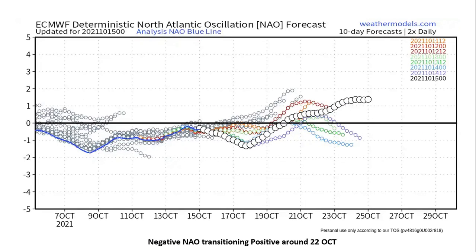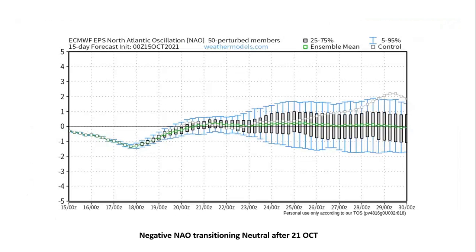Now let's take a look at what's going on right now. European deterministic NAO forecast, generally looking at negative NAO, transitioning positive around the 22nd of October. So very similar to the AO forecast as far as the European is concerned.